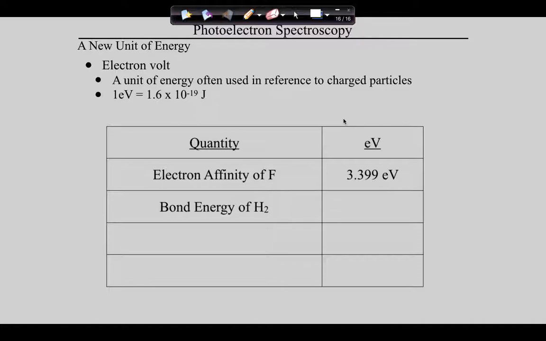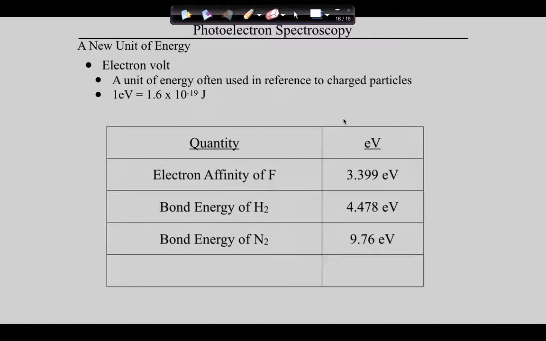And we understand that bonds are attractions between positives and negatives, so we can measure their strengths in electron volts as well. The bond in diatomic hydrogen is actually stronger than fluorine's attraction for electrons, 4.5 electron volts. This one's interesting. Diatomic nitrogen. Guys, diatomic nitrogen's strength is almost 10 electron volts.